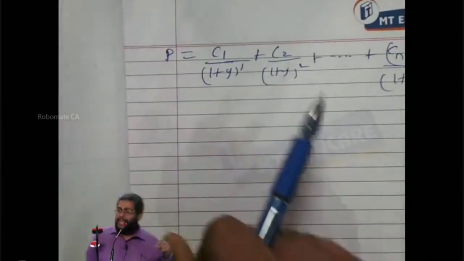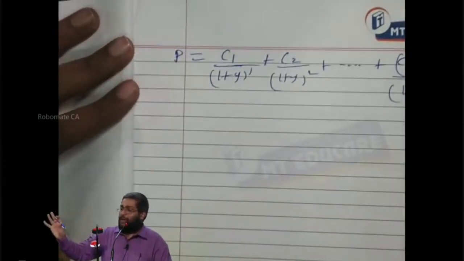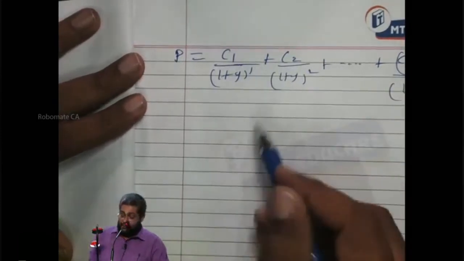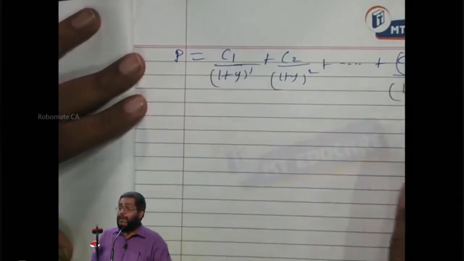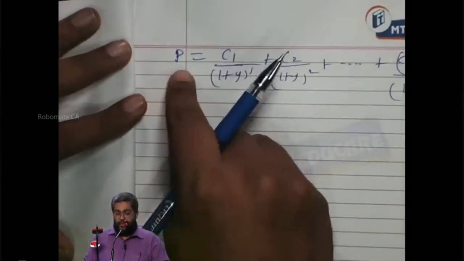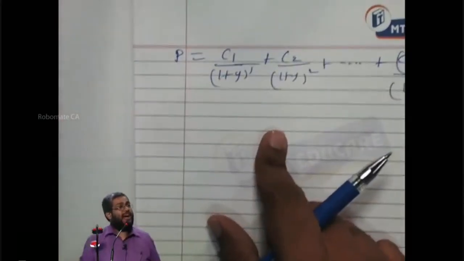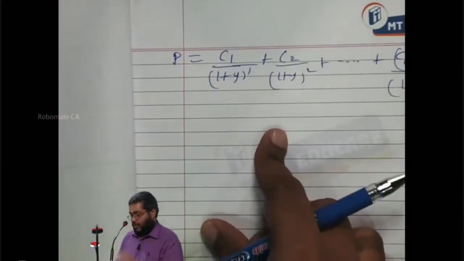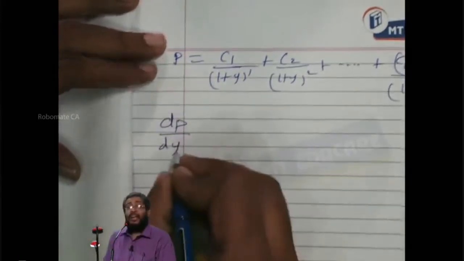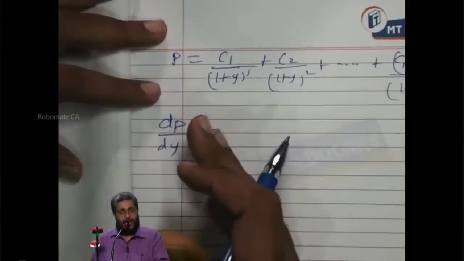Why does the bond price move up and down? Due to coupon or due to yield? Coupon will always remain the same. The bond price moves up and down only due to yield. So the influencing variable is not coupons and redemption; it is yield to maturity. I want to know how much the price changes due to yield change. That I can find out through differentiation. Are you following what I am saying? So now I differentiate the price with respect to yield, dp by dy. Please respond yes or no.